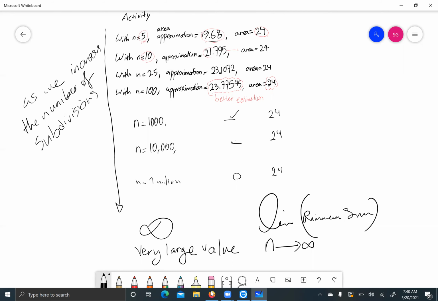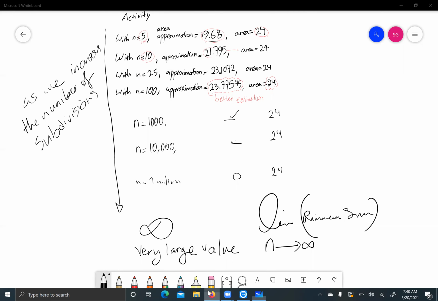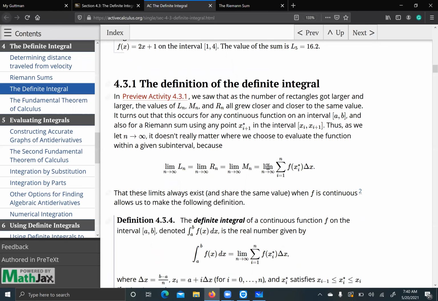So if you do that, you get an accurate value for the area under the curve instead of an approximation, because Riemann sum is just an approximation, right? But when you take the limit, that gives you the area under the curve.